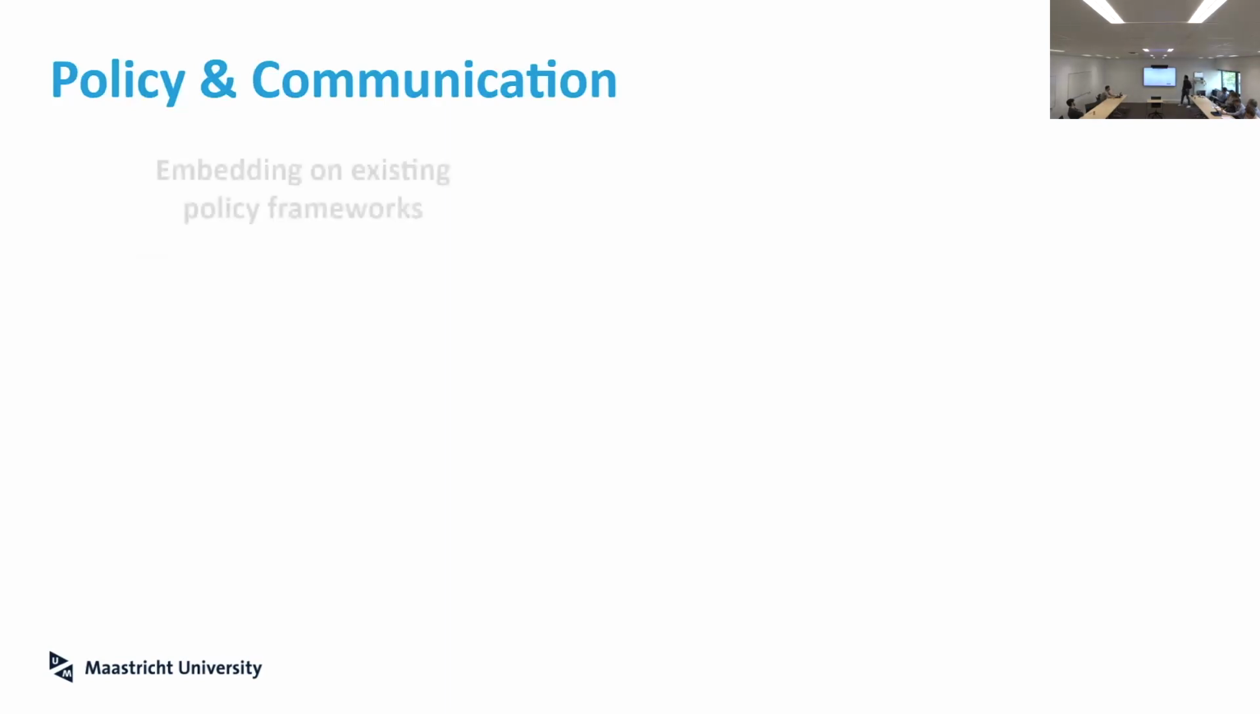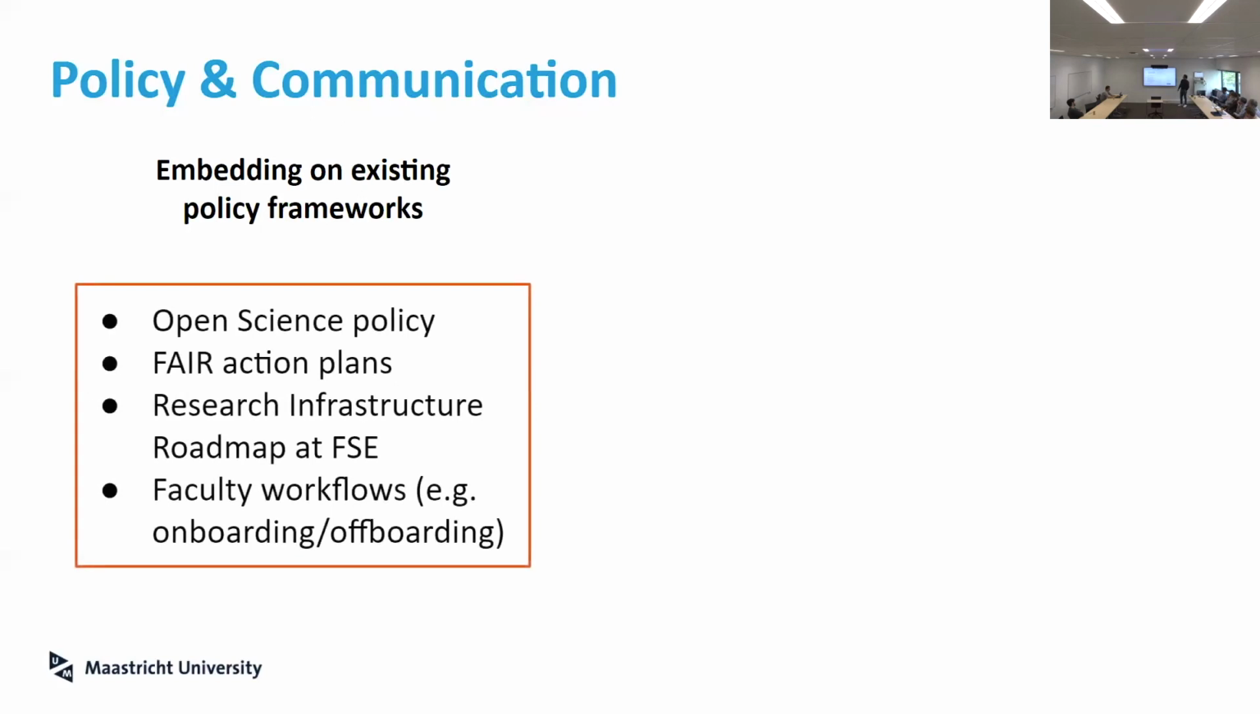Yeah. In the side of policy and communication, well, also can be really straightforward. We only need to embed to existing efforts. So we have already the open science policy, we have the fair action plans, we are creating the roadmap for our research infrastructure at FSC, but also we can include on the faculty workflows, right? All those recommendations, we do amendments on existing frameworks.